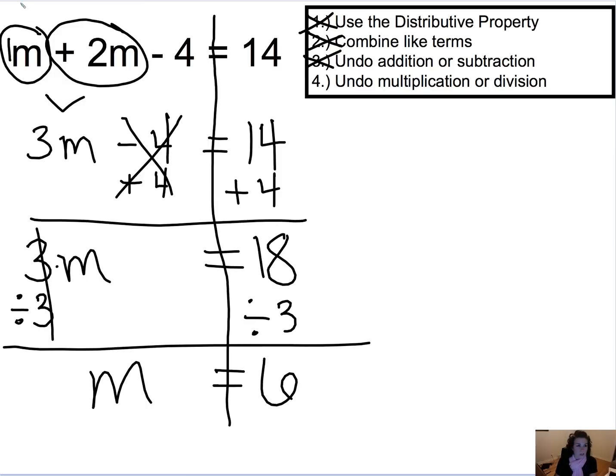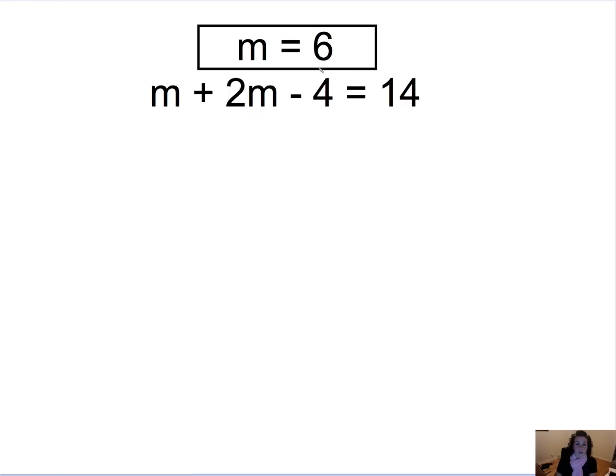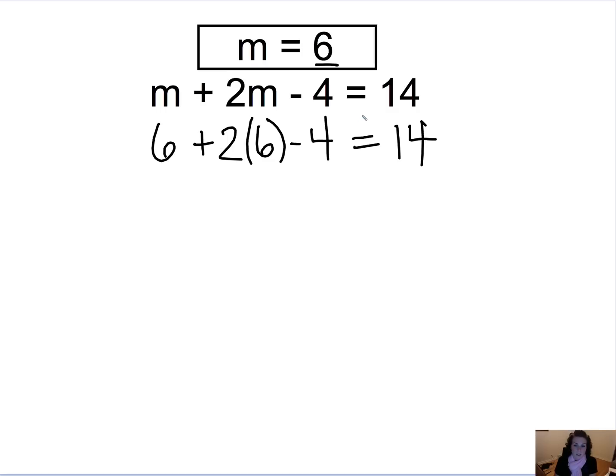As always, to guarantee that you're going to get 100% on the test, check your work. So we think that m equals 6. We need to plug it in this equation and see if this side equals this side. So everywhere I see an m, I am plugging in the number 6. So 6 plus 2. Remember, put parentheses around it because it's 2 times 6. Minus 4 equals 14. Let's just look at the left-hand side to start. Notice everything stayed the same except the m's were replaced with 6's.